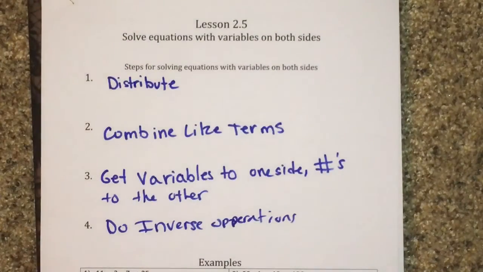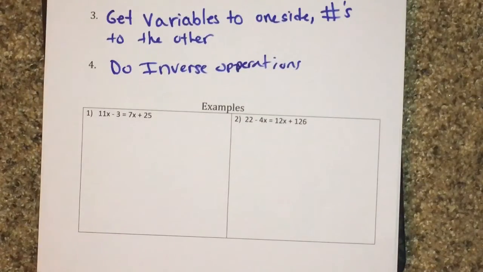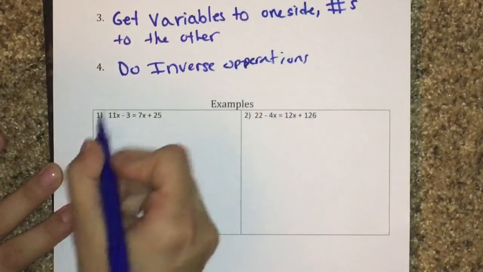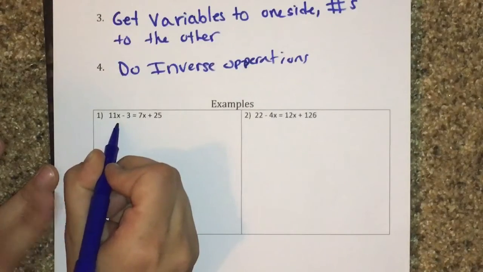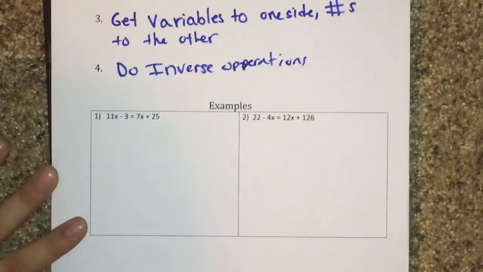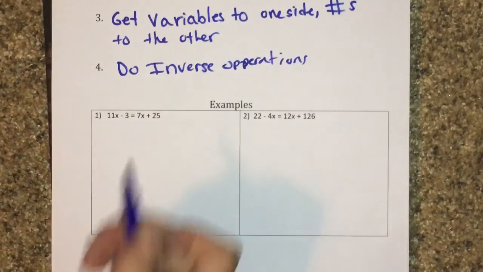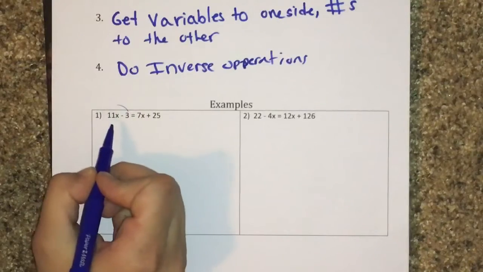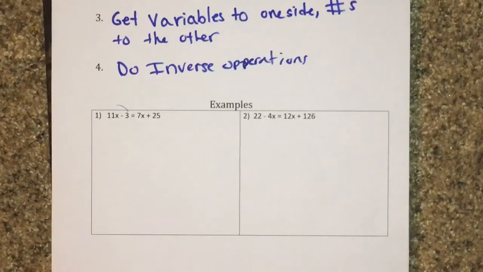Okay, so from here, let's go ahead and look at some examples. Step 1 is to distribute. Well, in this case, for number 1, I don't have to do any distribution. Step 2 is to combine like terms. Looking at both sides of my equal sign, 11x and negative 3, I can't combine anything over here. And 7x and 25, I cannot combine anything over there. So step 2 is also done.